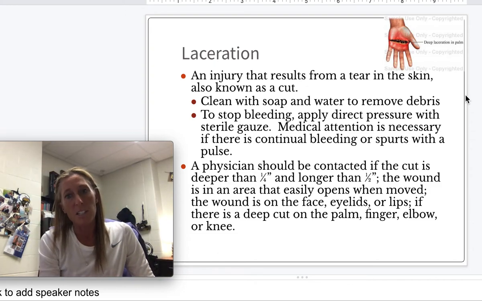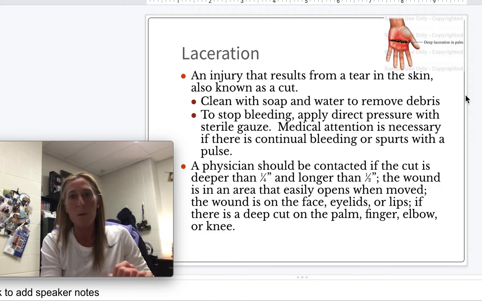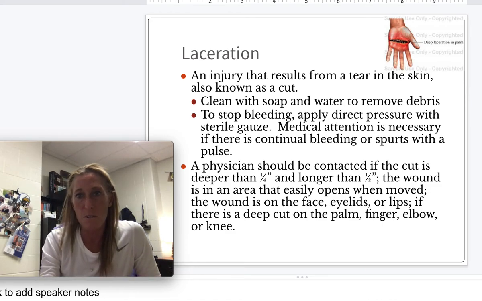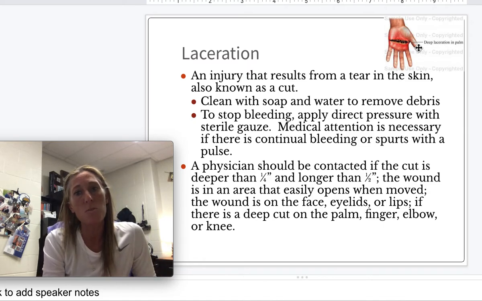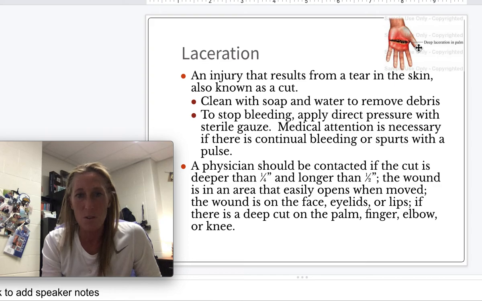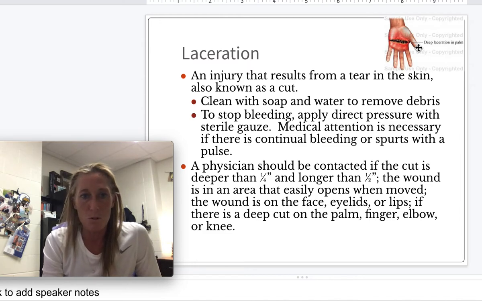Once again, you're going to clean it with water. Make sure that there's no debris left in it. Get the bleeding to stop by applying pressure. And then if it's deep enough, like for example this one, we're going to need to get you to the hospital and get some medical attention. A physician should be contacted if the cut, so this is kind of your rule of thumb, if it's deeper than 1/4 of an inch or longer than 1/2 an inch. They may be able to put stitches in that and sew that back together.